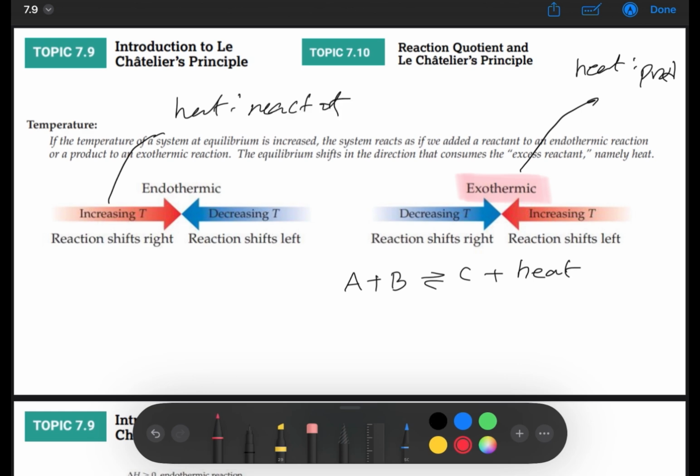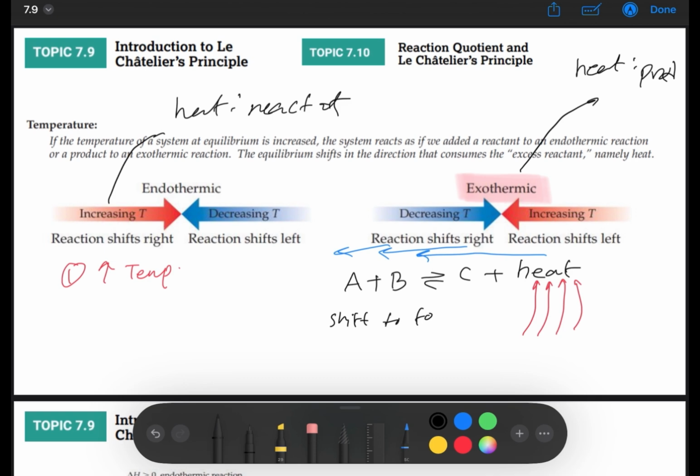I have to start with the first case, in which we are increasing the temperature. What will happen? I'm increasing the temperature, which adds to the side of heat, because temperature and heat are related to each other. That's why the reaction will be overwhelmed on the product side, and in order to decrease the stress it will shift to form more reactants and decrease the product. So the reaction will shift to form more reactants and consume more products.